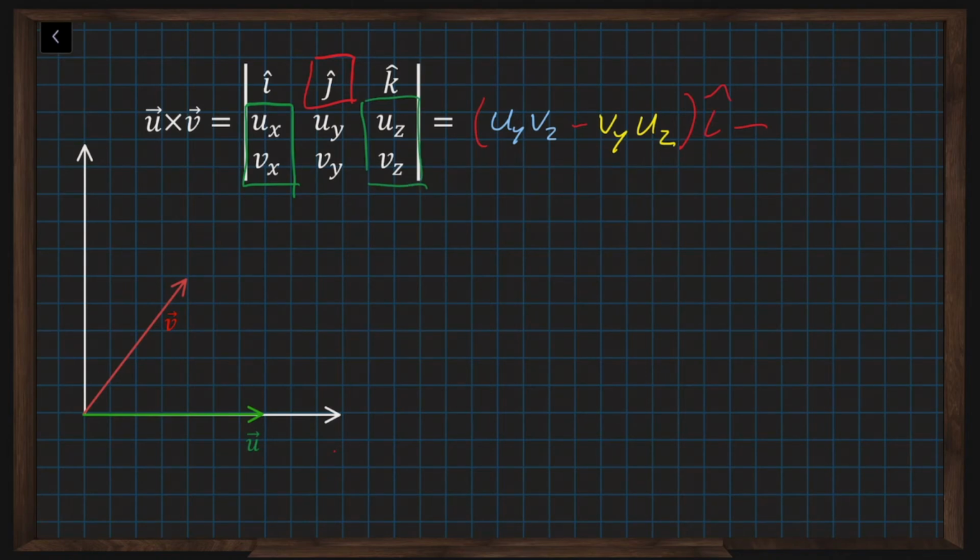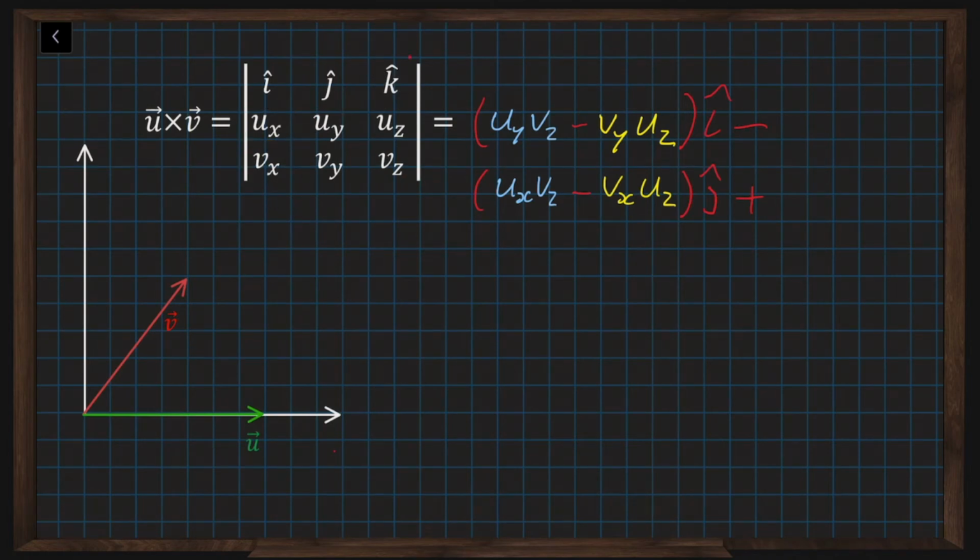So we have unit vector j. We take the top left and the bottom right. We multiply them together. And then we subtract the product of the bottom left and the top right. Now we add a plus sign. Rub this out, and I'm sure that you are familiar with the pattern now.